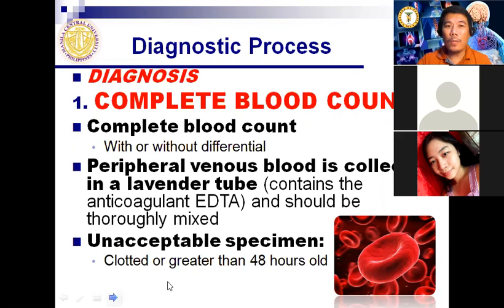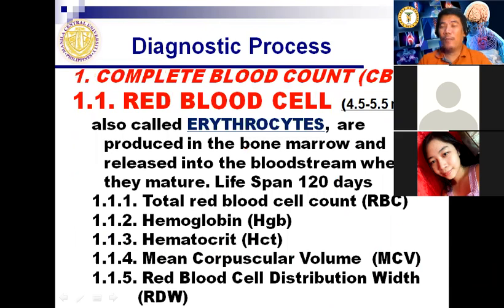So these are for the red blood cell. The red blood cell is the erythrocyte. The lifespan of a red blood cell is 120 days. Red blood cells are produced by the bone marrow. So that's why every time we have problems with the bone marrow, the red blood cell is the one that is evaluated. Now, these are the tests under the components of the red blood cell.